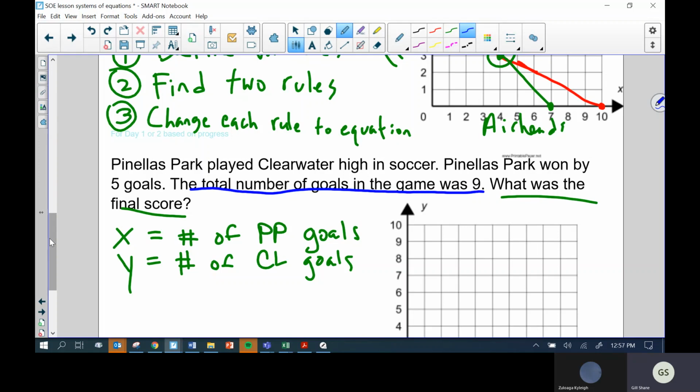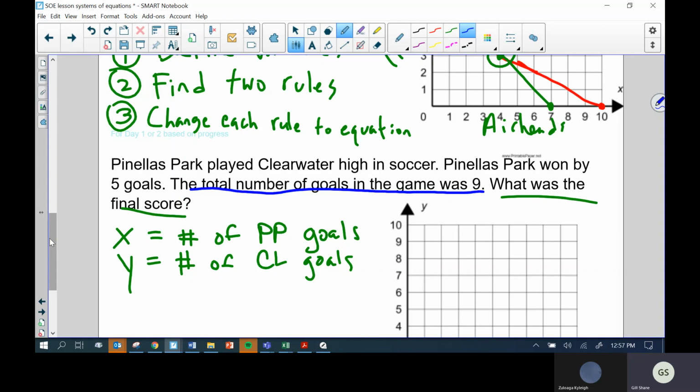Say it in words. So what's true about the 9 then? What is the total number of goals made up of? No, not what is, I didn't ask you how many of them. I said, what is it made up of? X and Y. Well, before we get to the X and Y, it's made up of, say it again. So it's made up of the number of goals Pinellas Park scored. Well, what represents the number of goals Pinellas Park scored?